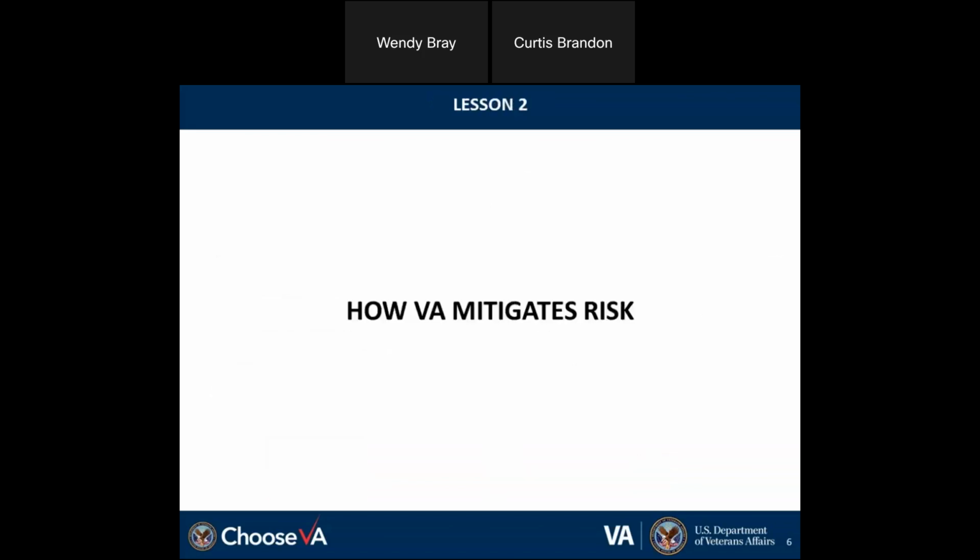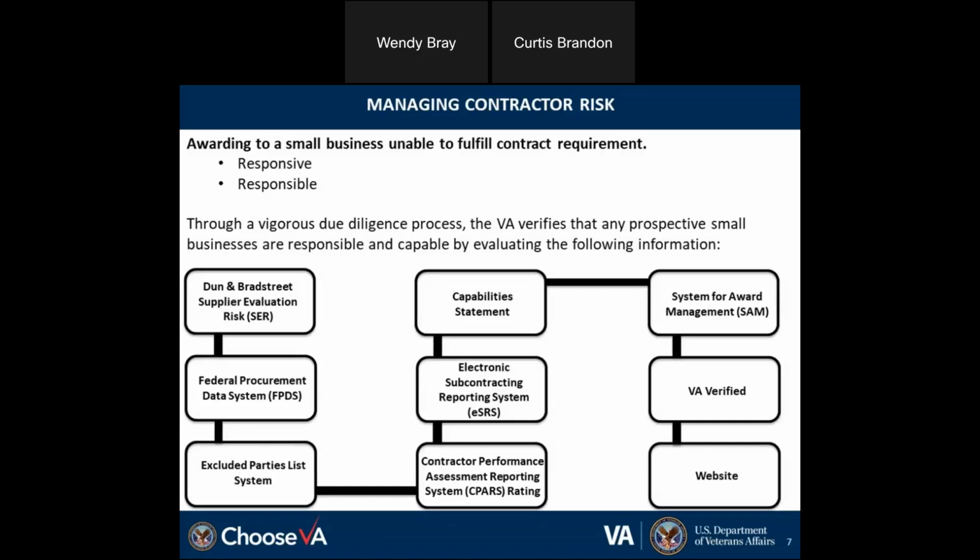Now we're going to talk about how VA mitigates risk. VA mitigates risk by awarding to small businesses that can fulfill the contract. Awarding to those businesses that are responsive and responsible. If you look in the Federal Acquisition Regulations, the FAR, the words responsive and responsible are used quite often. As a matter of fact, the scope of subpart 9.100 of responsible prospective contractors, it states that this subpart prescribes policies, standards, and procedures for determining whether prospective contractors and subcontractors are responsible.